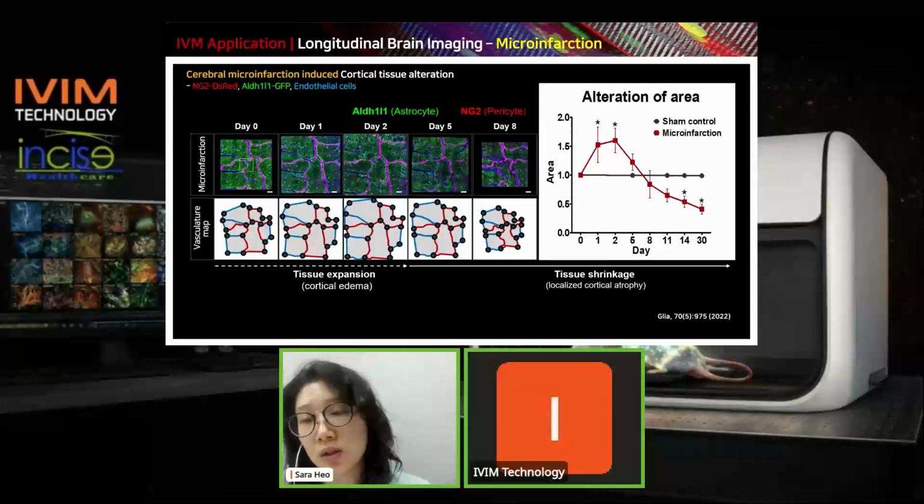So when these numbers are quantified, the alteration of the area can be observed in numbers and clearly show the tissue has the expansion and shrinkage over time in microinfarction, not just only in images.